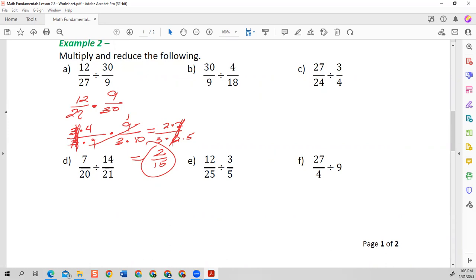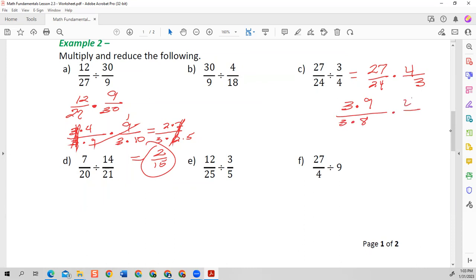Let's do C. C says we're dividing a fraction. So we're going to take the first term and leave it alone. We're going to take the operation and change it from division to multiplication. And we're going to flip our second term. Now let's rewrite the numbers in a format that we can reduce by. Again, if you want to multiply straight across and reduce in the end, you can. Just be careful because the numbers will be large. All right, so 27 I know is 3 times 9. 24 I know is 3 times 8.